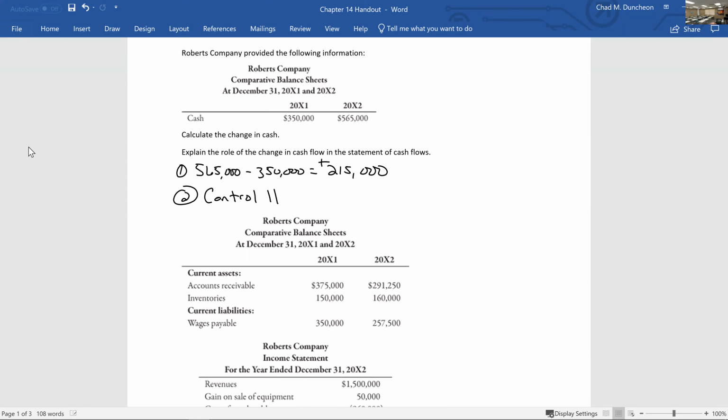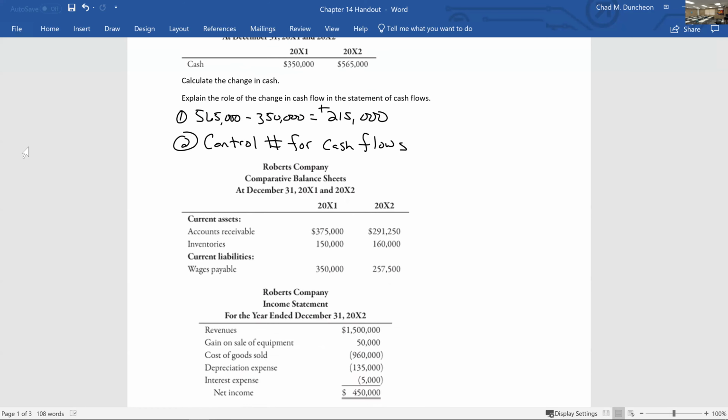What is the use? What is the importance of that? Explain the role in the change of cash. It is our control number for our statement of cash flows. So once we do our operating, our investing, and our financing section, we are going to get a change in cash for the period. That change in cash should match what we just calculated right there, 215,000. Okay, so that's kind of the first step.